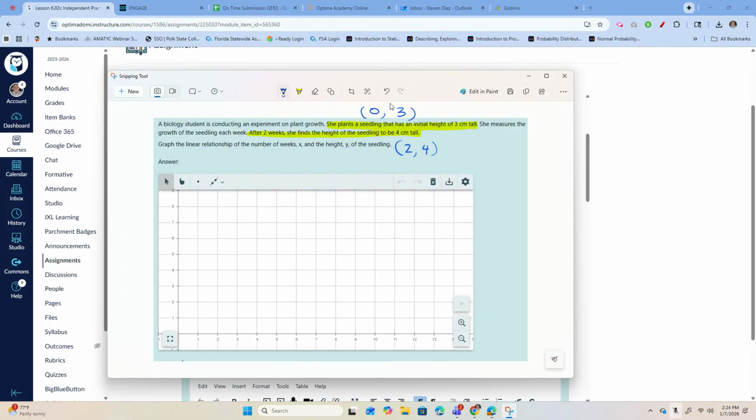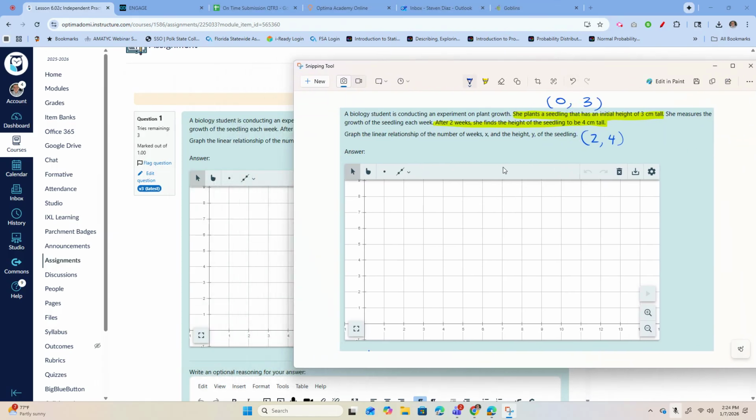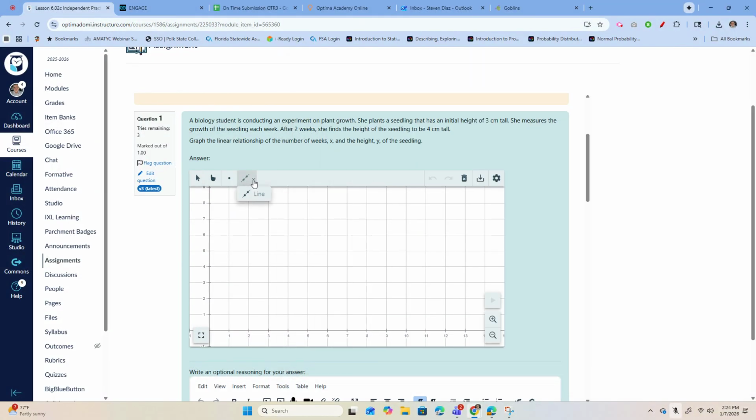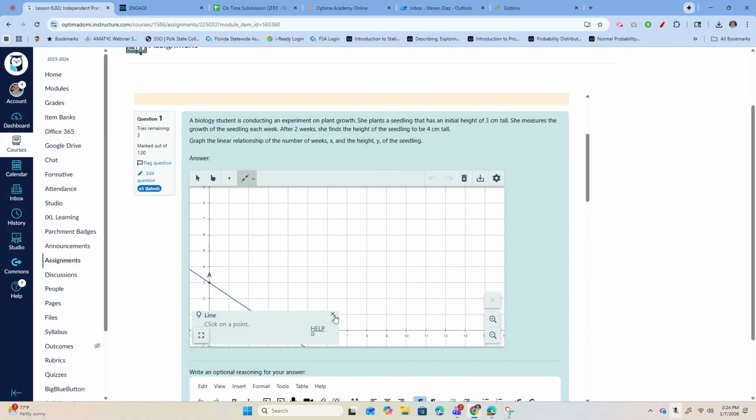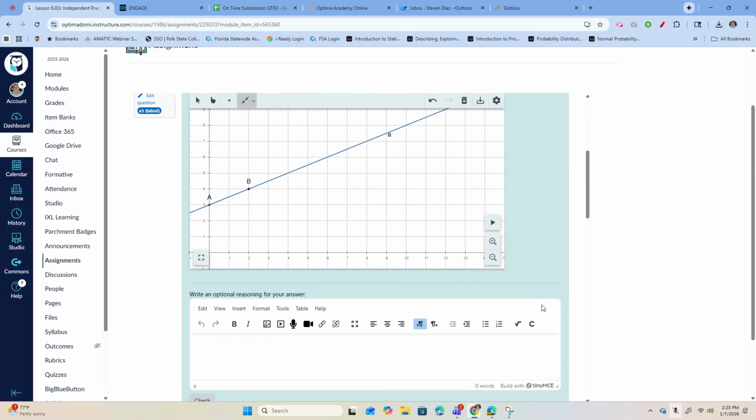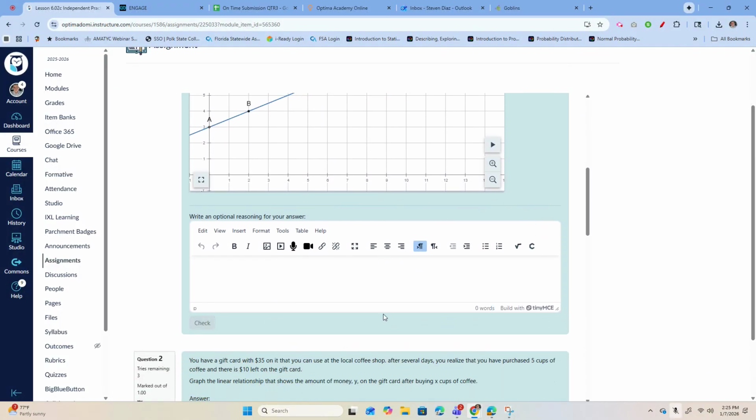Okay. Once you have those 2 points, you can start graphing it. So that's what I'm going to do here. I'm going to click here, the line tool. My first point is going to be on 0, 3, right there. My next one is going to be 2, 4. So let me click over here. 2, and I need to go all the way up to 4. And there it is, see? Based on what I read, I found 2 points. You put the 2 points, and you connect them with a straight line.